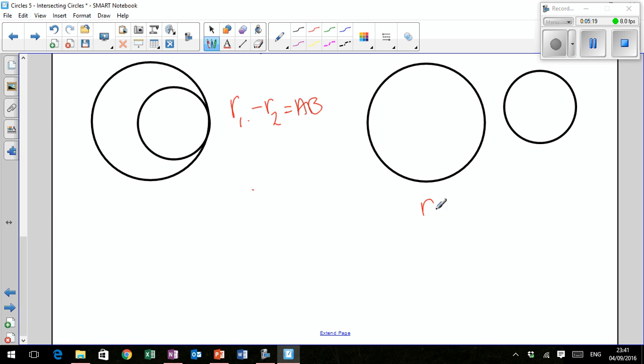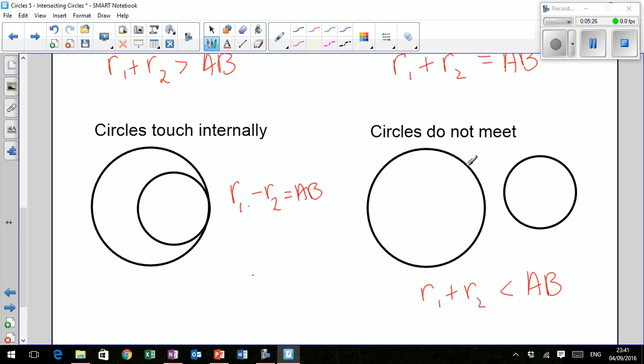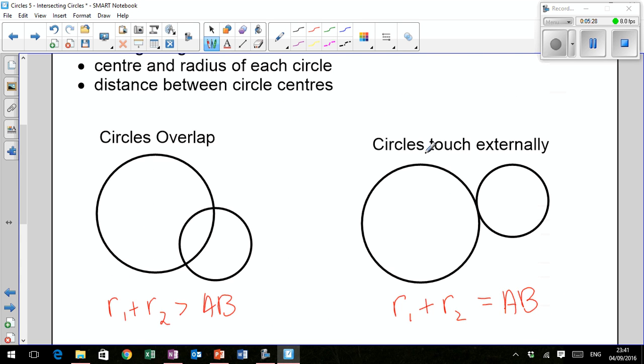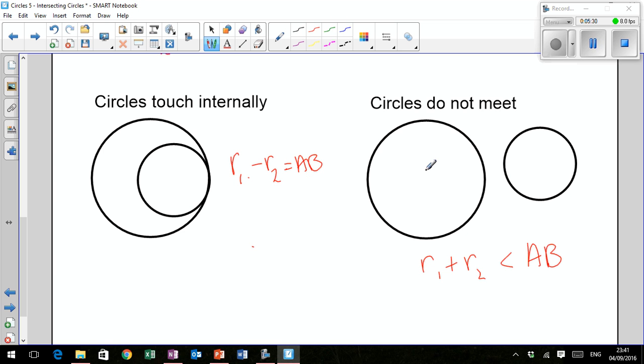don't intersect at all, then the sum of the radii will be less than the distance between the centres. Okay, so pause it there and get those two copied.